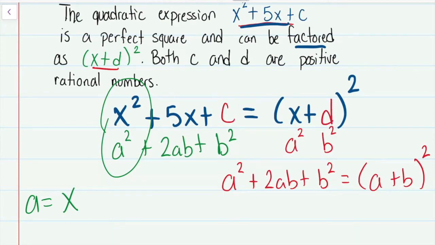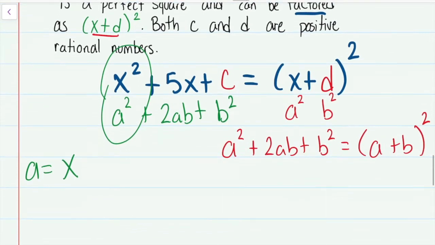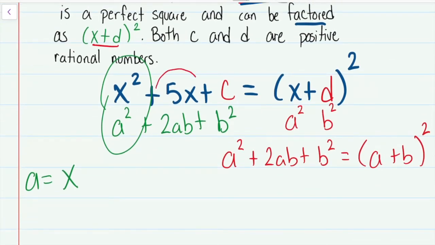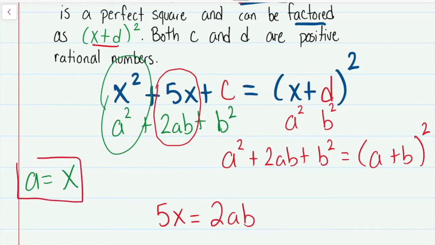Well, what can we do? In this case, let's pay attention to the middle. You're going to find out the middle is actually very helpful. Aren't these supposed to be equal to each other? Yes, they are. So let's make them equal. 5x equals 2ab. Now, there's a reason why we had to know this, guys. Isn't a equal to x?